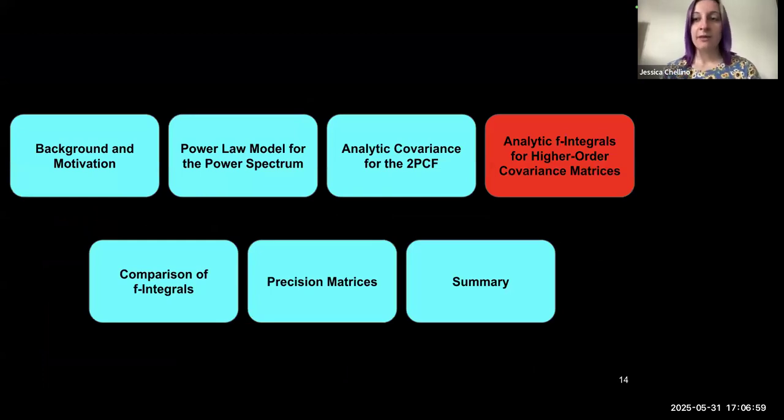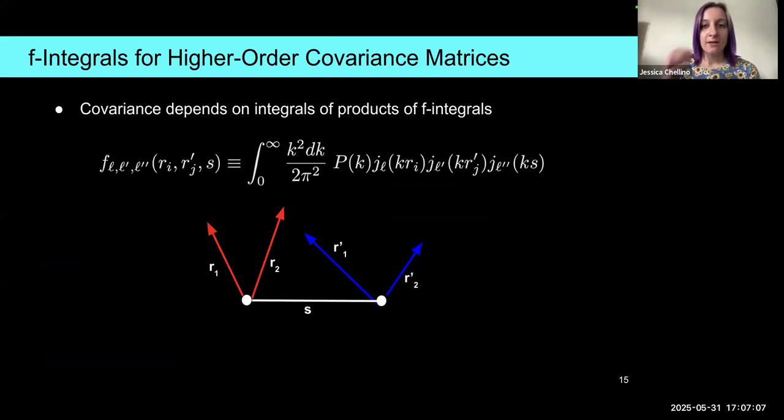Now I'll go on to the F integrals, which are needed to find the covariance matrices of higher order n-point functions. The covariance really depends on products of F integrals, where the F integrals are defined here. They're of the power spectrum against three spherical Bessel functions. These Bessel functions have arguments r_i, which are the unprimed side lengths, r prime_j, which are the primed side lengths, and s, which is a separation between the shapes. And the orders of the spherical Bessel functions here are l, l prime, and l double prime, corresponding to those side lengths and separations.